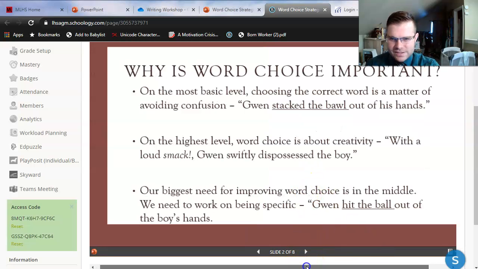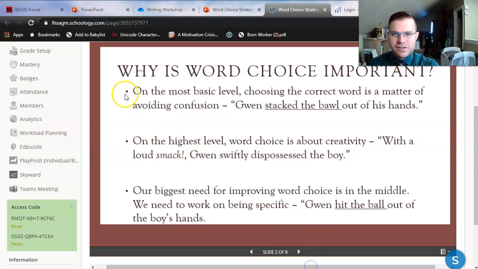Let's talk first about why this is important. So I like to think of this on 3 levels. On the most basic level, choosing the right word, choosing the correct word, I should say, is a matter of avoiding confusion. So check this sentence. Gwen stacked the ball out of his hands. Well, notice that I underlined stacked the ball.